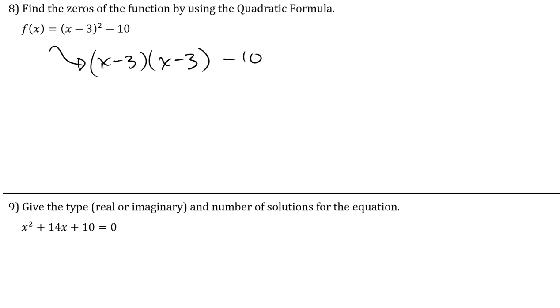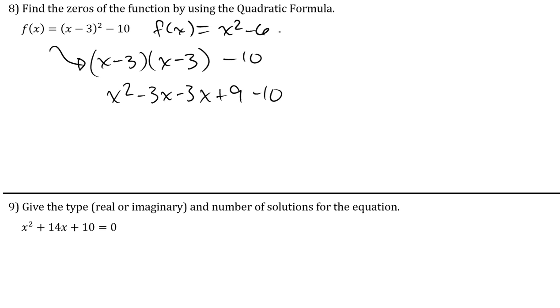If I multiply x minus 3 times itself, I'm going to get an x squared, and then a negative 3x, and a negative 3x, and then plus 9 minus 10. So if I simplify that, this function in standard form is, and I'll write it right here, f of x equals x squared minus 6x, and then a minus 1. So now I got to take this thing and I'm going to set this function equal to 0, right?